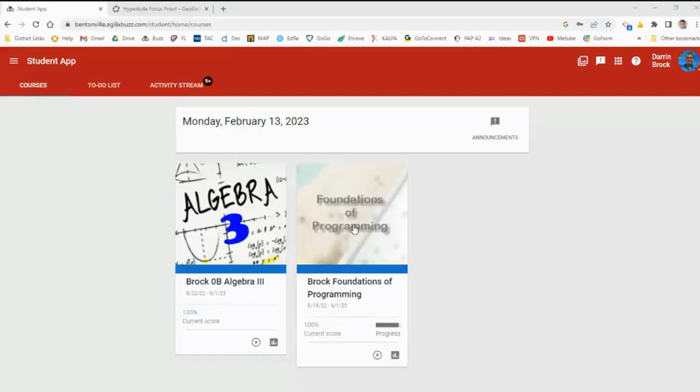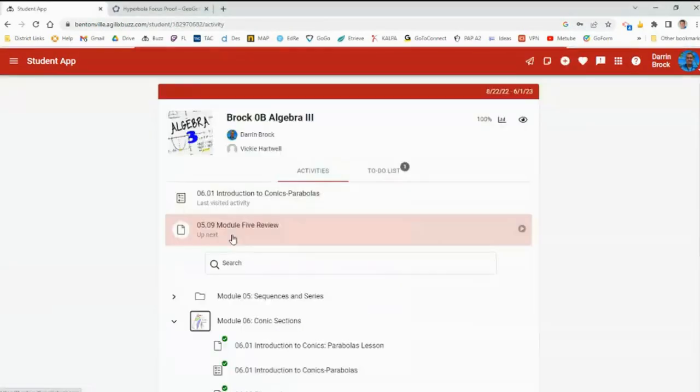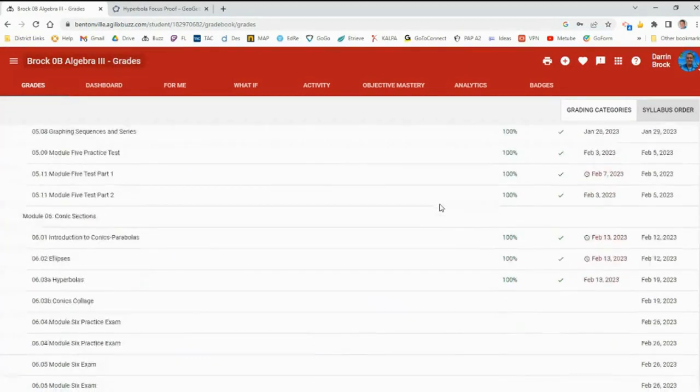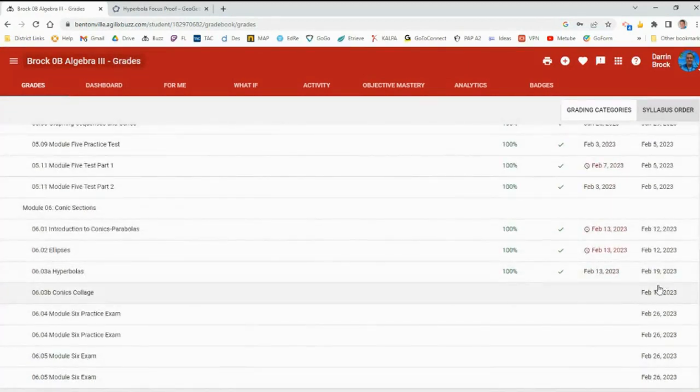All right, let's take a look at what this week involves on our lesson. All right, Algebra 3. So let's go to our grade screen. And see, we have two things this week. We have hyperbolas and a conics collage. And these are both lesson 6.03. So there's only one lesson, but there's two assignments. The hyperbolas is just a 4-question multiple choice, but you have the collage to do this week. So that'll take you some more time. And it's worth more points. So let's look at the 6.03 lesson then.